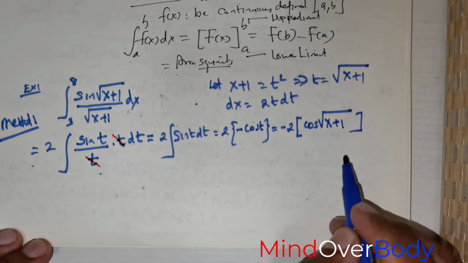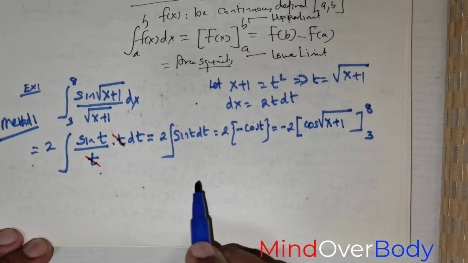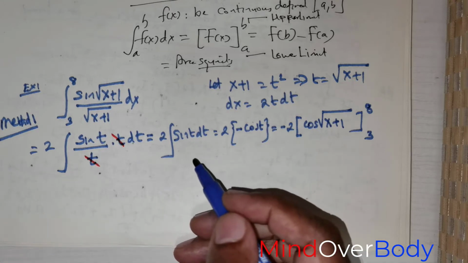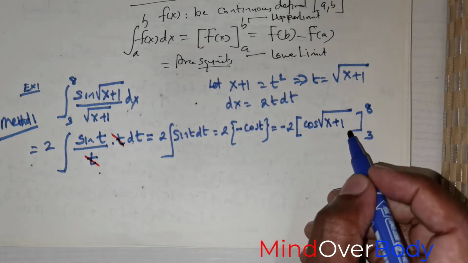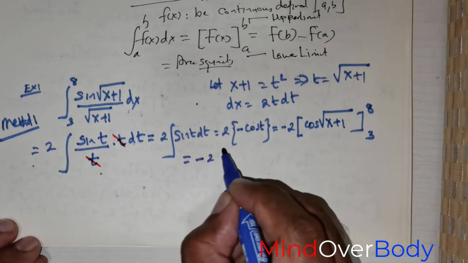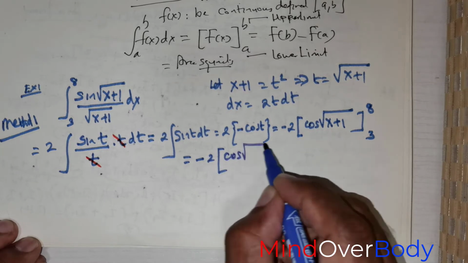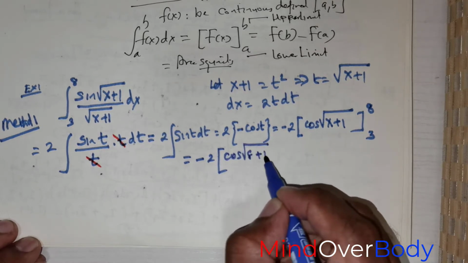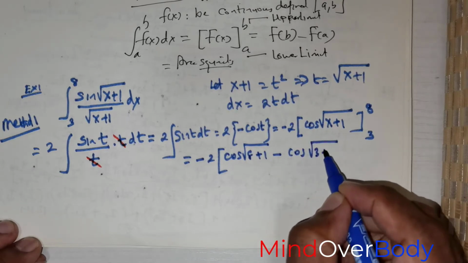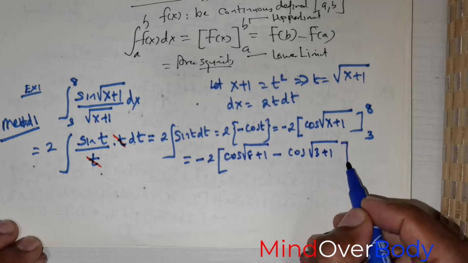So this is what we have got. Now place the limits 3 to 8. And then you can use the word applying the limits. It's not necessary, but we are going to be applying the limits. So that is going to give us negative 2 times of, I apply the upper limit, I get cos root of 8 plus 1, minus cos root of 3 plus 1. This is what I would have, or this is what I'm getting.